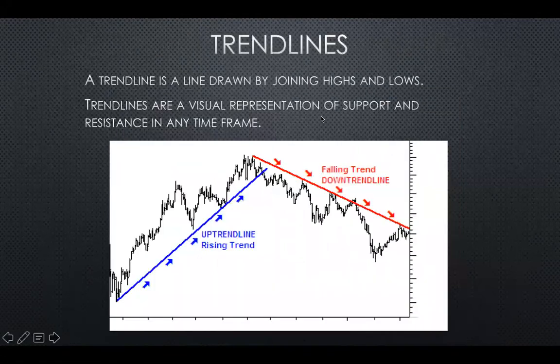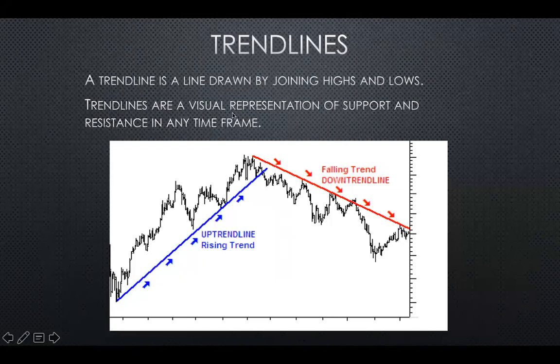Now, what is a trend line? A trend line is a line drawn by joining the highs and lows of the candlestick. In this case, as we can see, when we join the lows of the candlestick, we can clearly see an uptrend or a rising trend. And when we join the tops of the candlestick, we can see a downtrend or a falling trend.